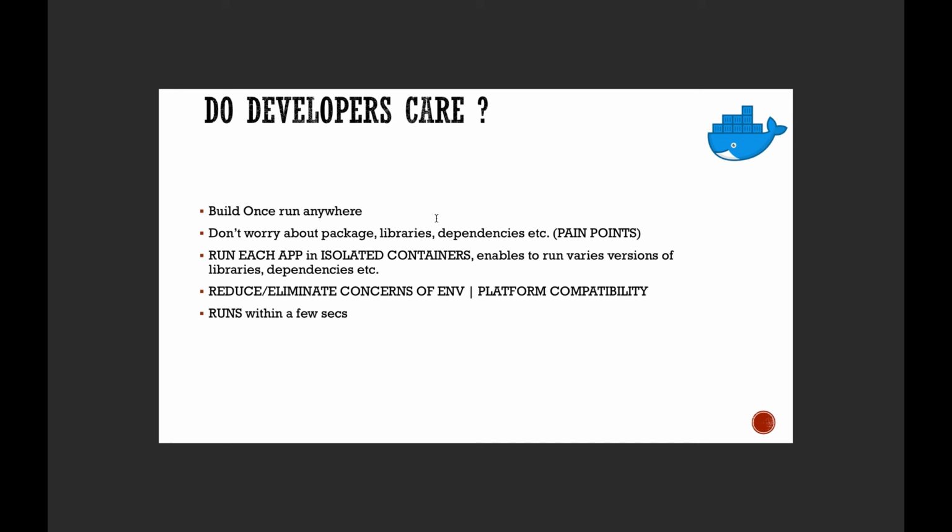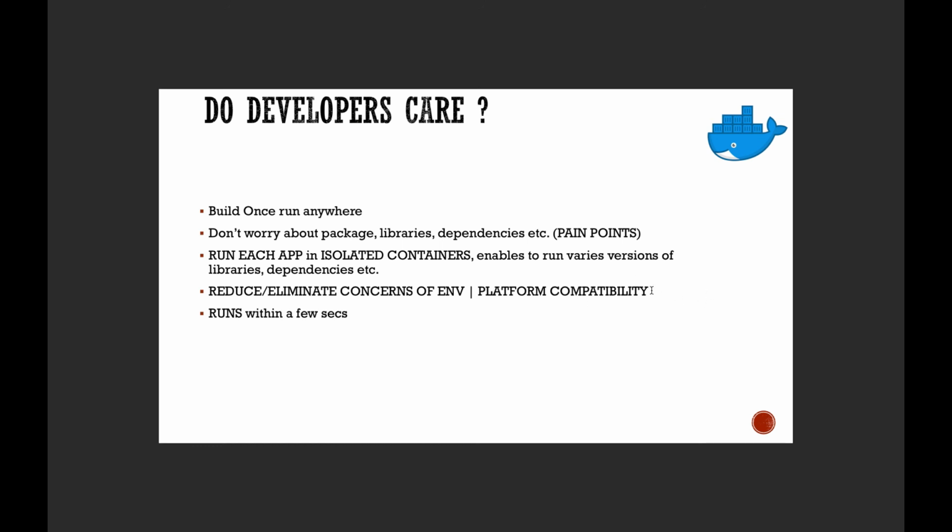Now every app you run is an isolated container. So the monolithic case can be removed here easily, because every container will be running in itself as a service, you can say, which enables various versions of the libraries and dependencies to be used for your service. It also reduces and eliminates the concerns of environment and platform compatibility.